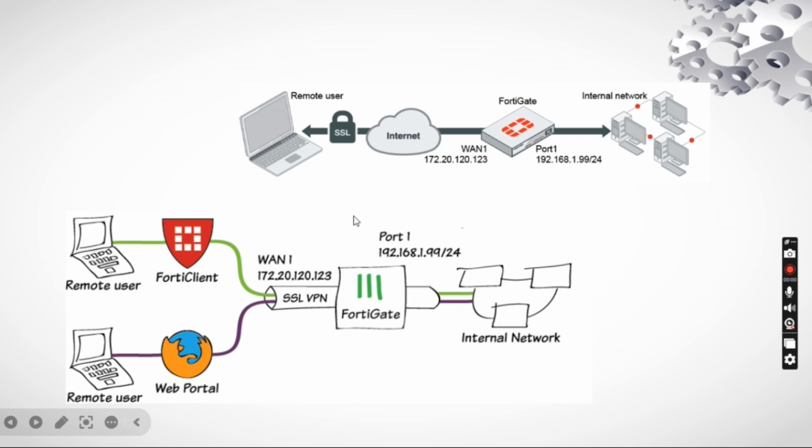So basically the concept of remote SSL VPN is there's a FortiGate working as a firewall, and you have the internal applications hosted inside your network, and you want to access these internal applications via remote sessions. You're gonna create a tunnel from the remote users and connect to the FortiGate.